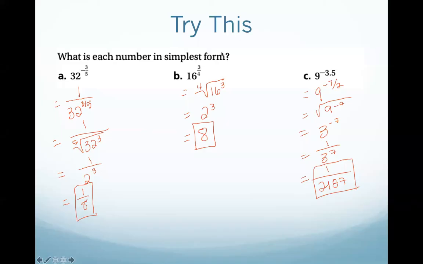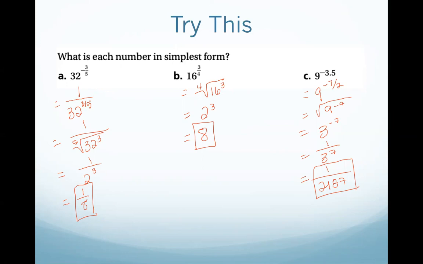Okay, so the first one, I decided to do the reciprocal first. That makes it 1 over 32 to the 3/5. I can now change my rational exponent into a radical, so that's 1 over the fifth root of 32 cubed. I know the fifth root of 32, we just did it in our last example, is 2. So 2 cubed becomes 8, and I end up with 1 over 8.